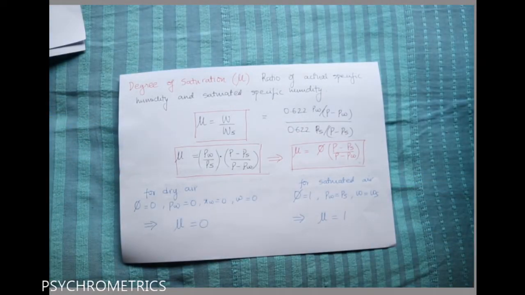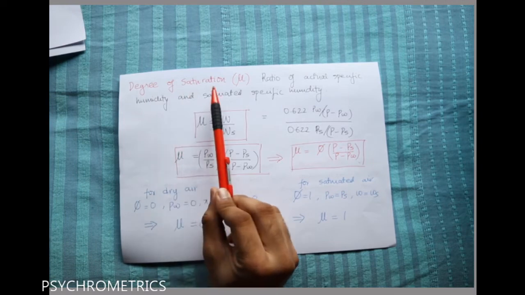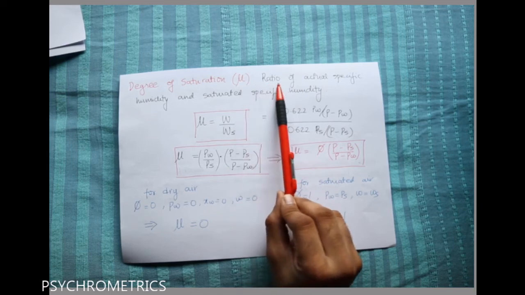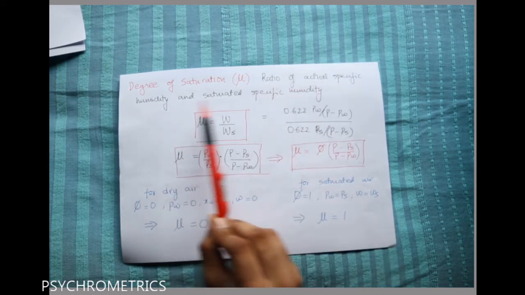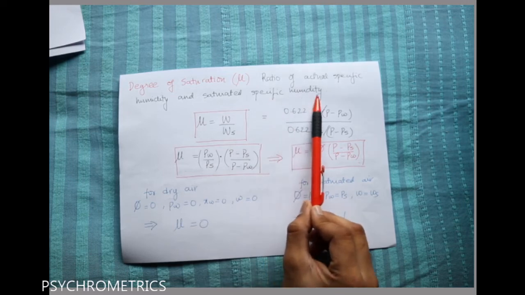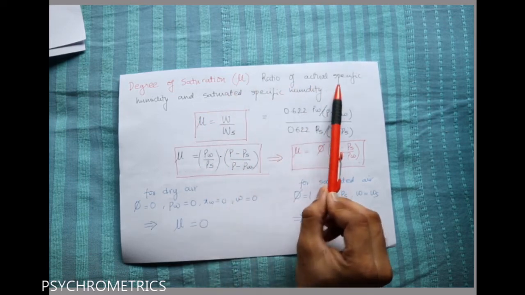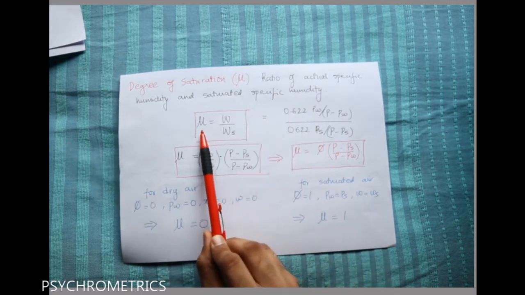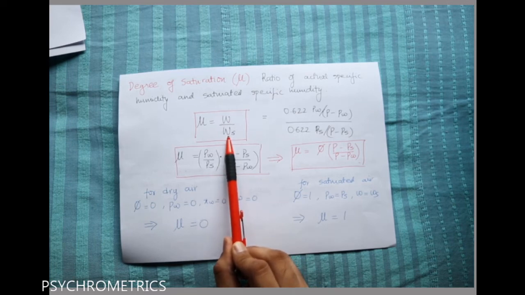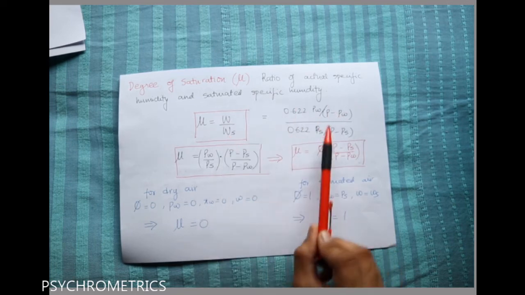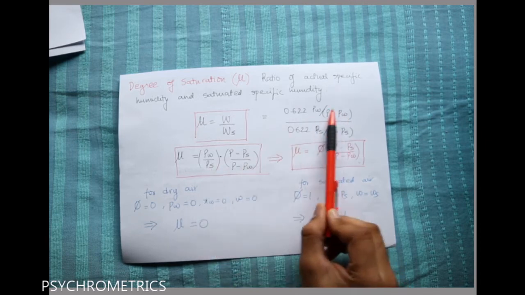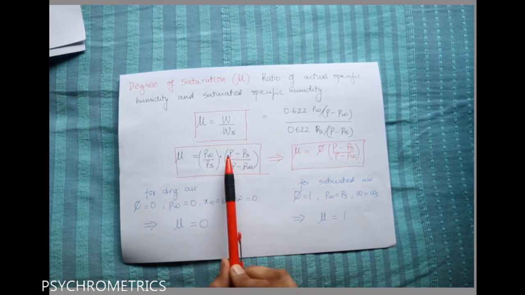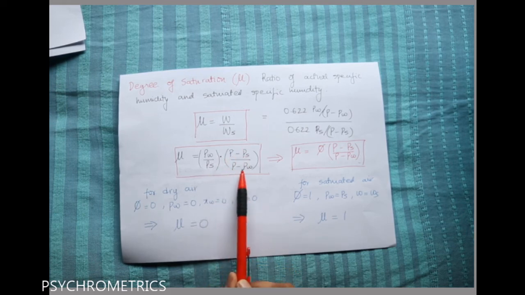Another term that we have to cover is something called degree of saturation. This is defined as the ratio of actual specific humidity and saturated specific humidity. So mu is equal to W by Ws. If we substitute the equation here and simplify all of this, we get mu is equal to PW by PS into P minus PS divided by P minus PW.